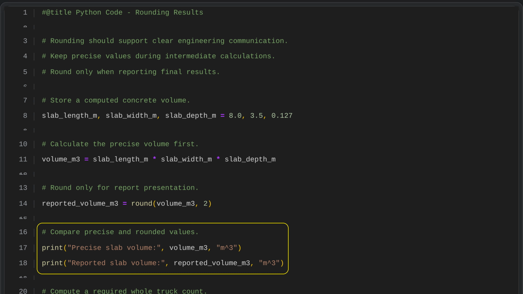The program prints the concrete slab volume in 2 forms: a precise value for accurate engineering calculations, and a version rounded to 2 decimal places for reports. This keeps the underlying calculation exact while making the reported result easier to read.